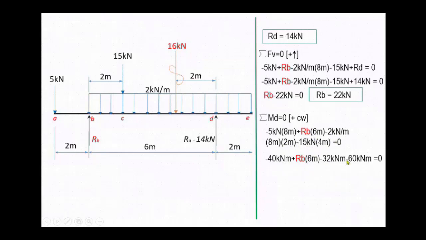Then we simplify the above equation. Negative 40 kilonewton meter plus R sub B times 6 minus 32 kilonewton meters minus 60 equals 0. So R sub B equals 22 kilonewton.